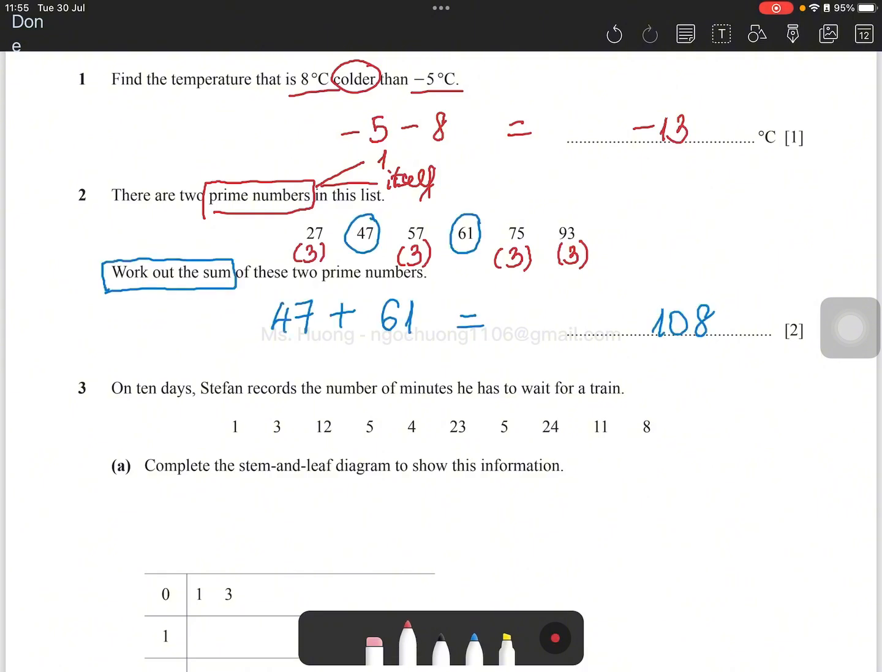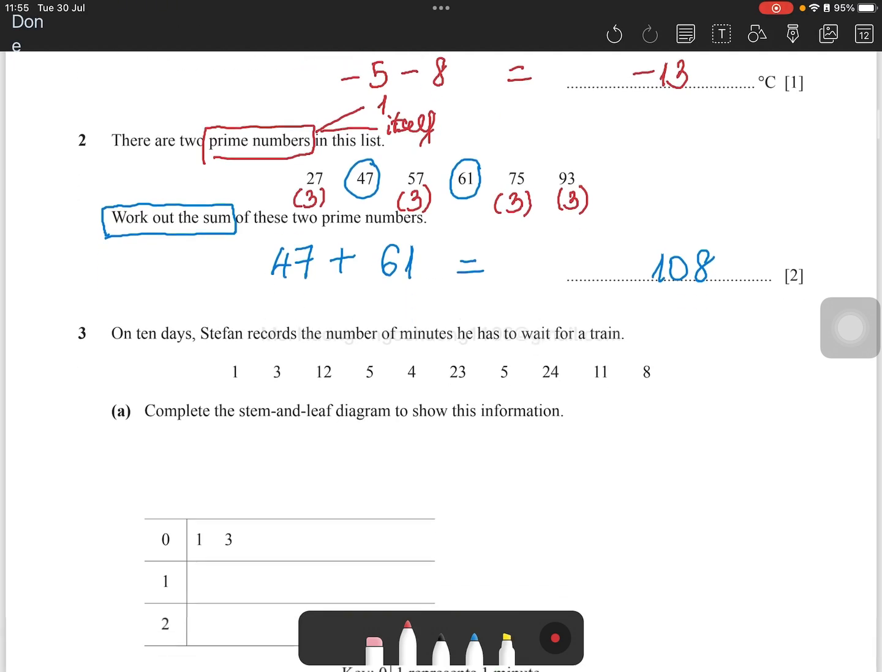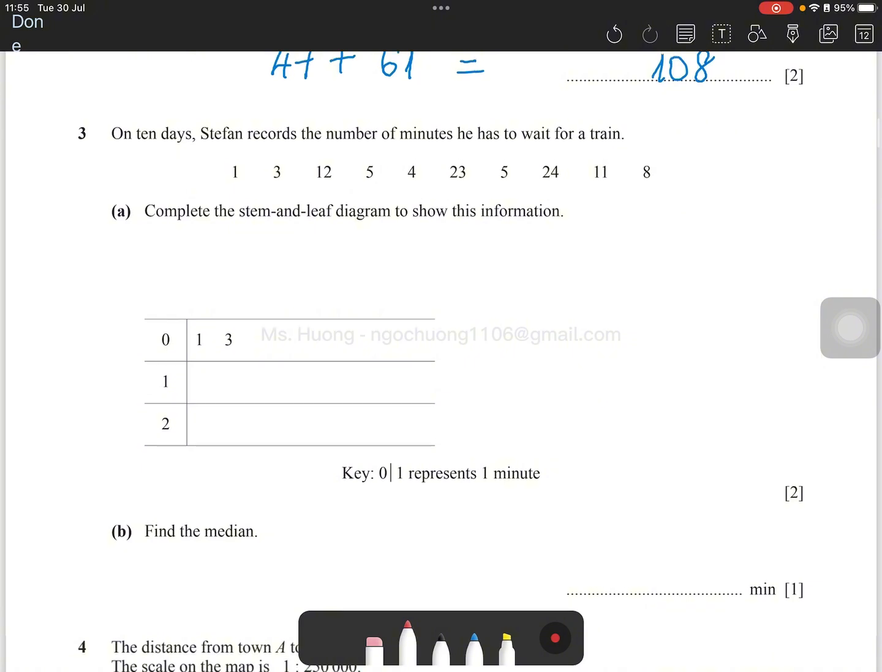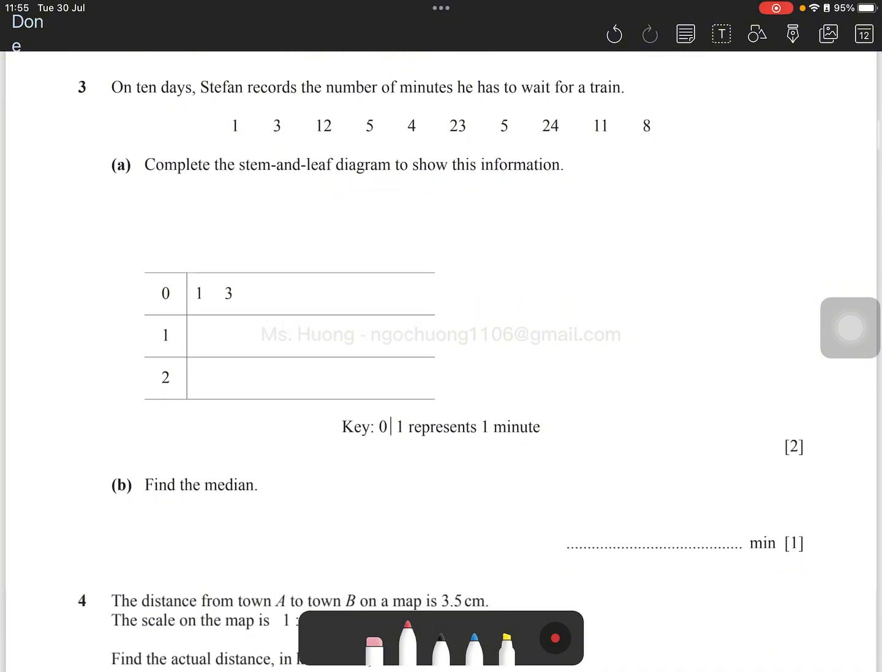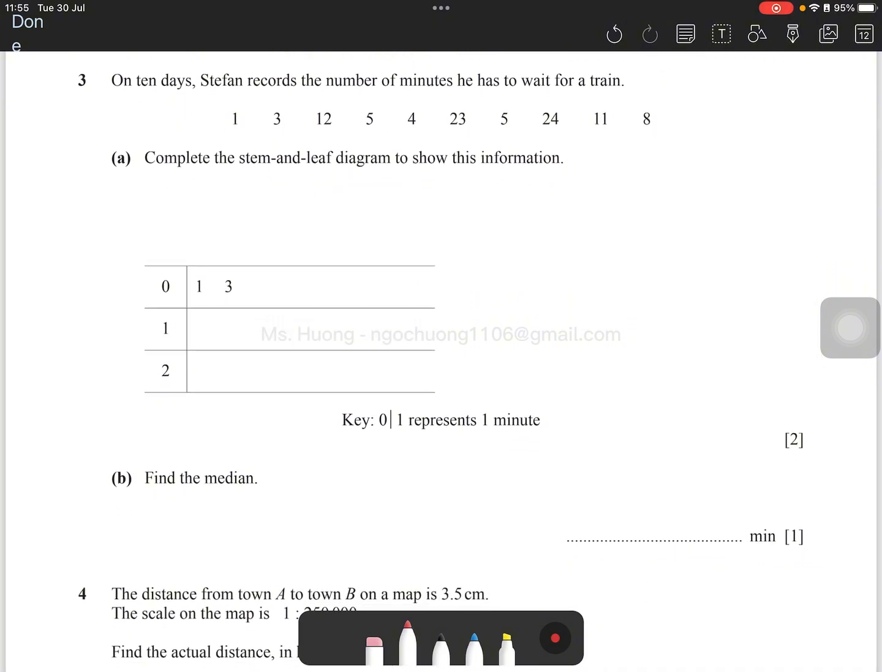Question 3. On 10 days, Stephen records the number of minutes he has to wait for a train. A. Complete the stem and leaf diagram to show this information. First, we see that there are three stems in this case: 0, 1, 2. And we see that the key 0, 1 means only 1 minute. So it means the number 1 is the units digit and the number 0 is the tens digit. So we look at the list of numbers here.